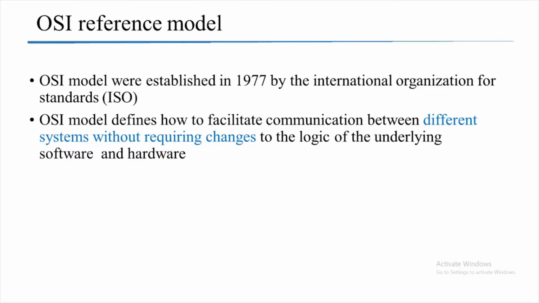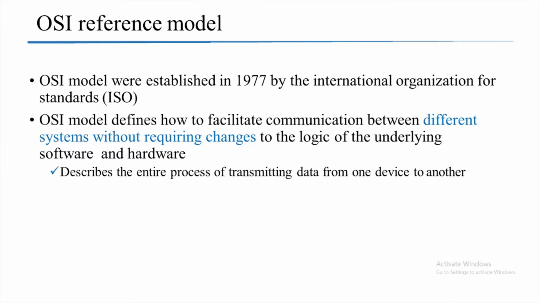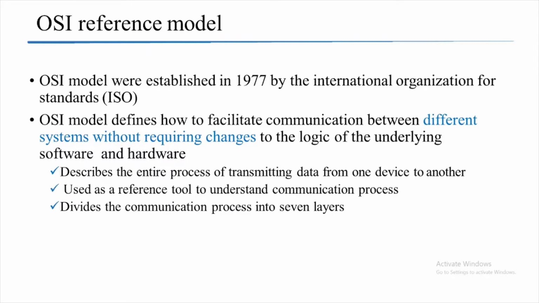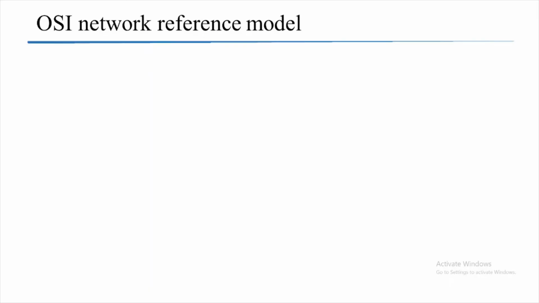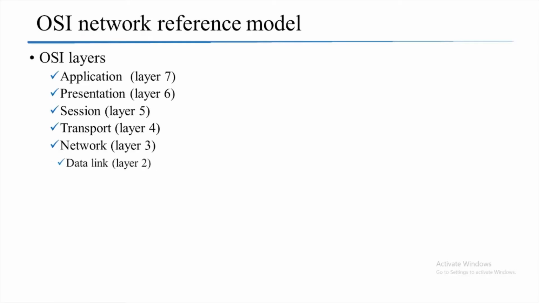Generally, the OSI reference model describes the entire process of transmitting data from one device to another, and the OSI model is used as a reference tool to understand the communication process, and it divides the communication process into 7 layers. The OSI reference model is a 7-layer conceptual model, and it describes standards for intercomputer communication. In other words, how does data get from one device to another in a computer network? This is exactly what the OSI reference model attempts to figure out, right?